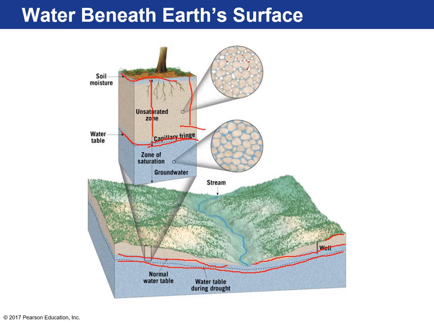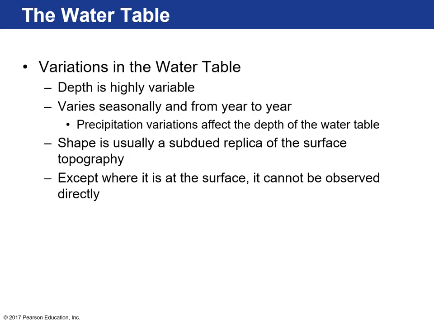Where the water table intersects the land surface, you get discharge. So groundwater is contributing to this river here. And the water table mimics, to a lesser degree, the landscape surface. So the water table will kind of mimic what it looks like on the surface. And then we build wells to access that water. So the water table varies from year to year, depending on precipitation. And the shape is, like I said, a subdued replica of the surface topography.